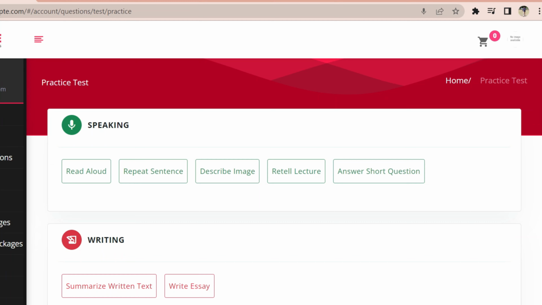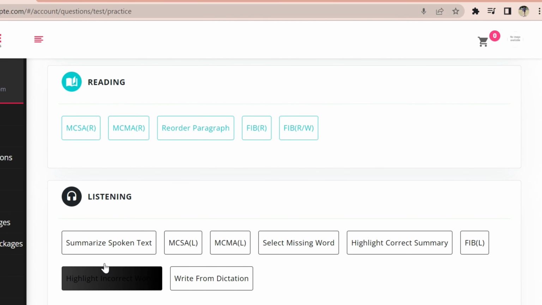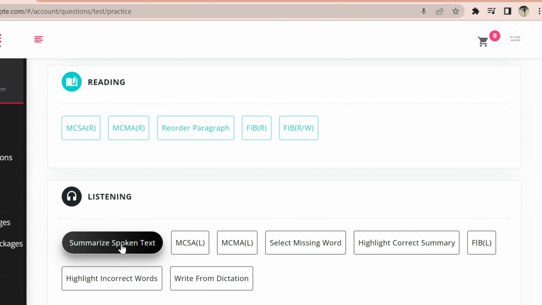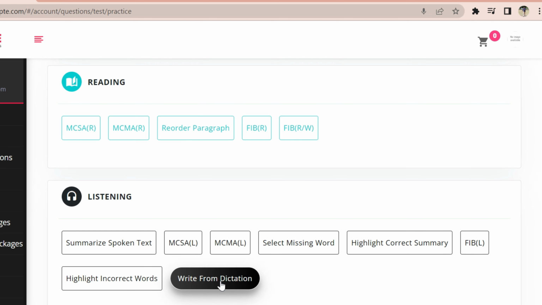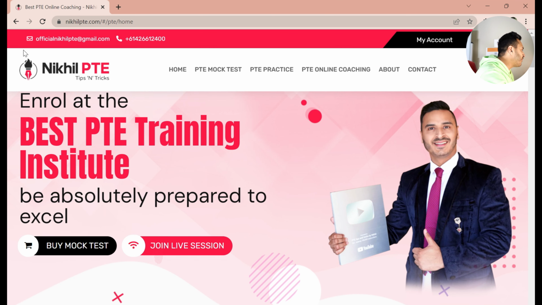Important topics are summarize spoken text, filling the blanks in listening, highlight incorrect word, write from dictation, repeat sentences, retell lecture. Unimportant topics are answer short questions, select missing word, highlight correct summary, and multiple choice, multiple answer and single answer. So we will focus on important topics only. Let's start with the summarize spoken text. Let's start our today's session.